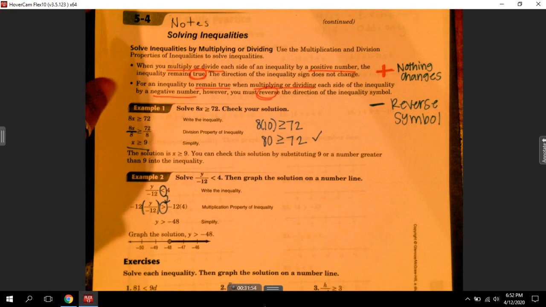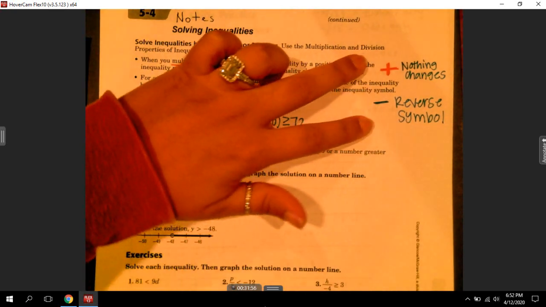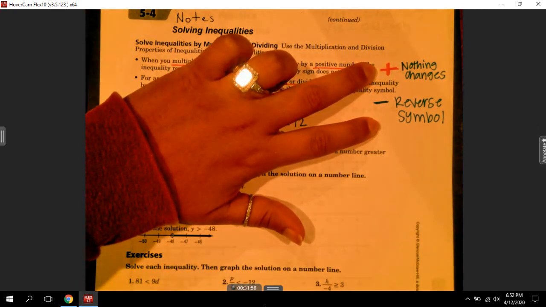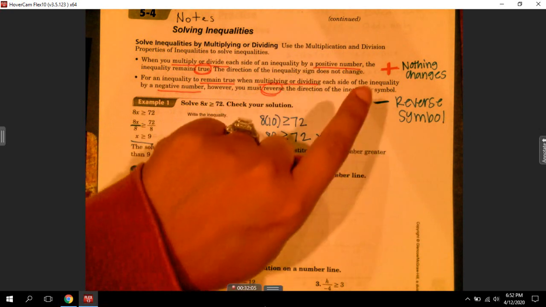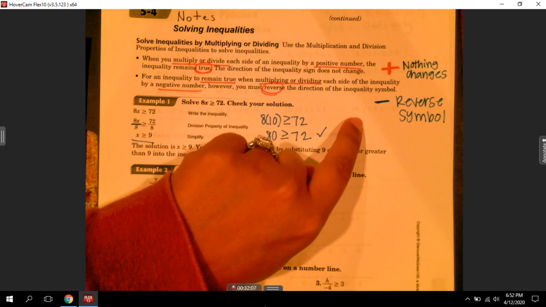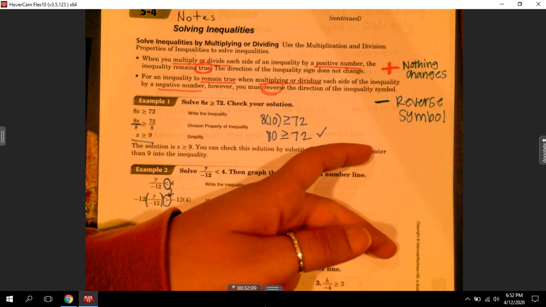All right. So the main thing you have to remember is, is it a positive number that I'm multiplying or dividing with? Okay, nothing changes. It is exactly the same. Do it exactly like you know how to. If it's a negative number, you're simply just flipping that sign, okay?